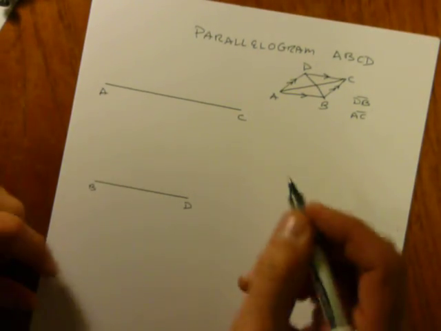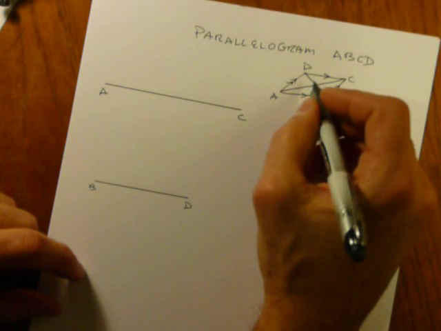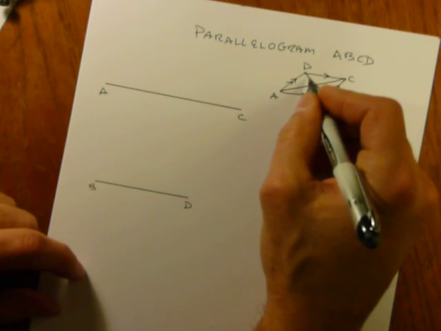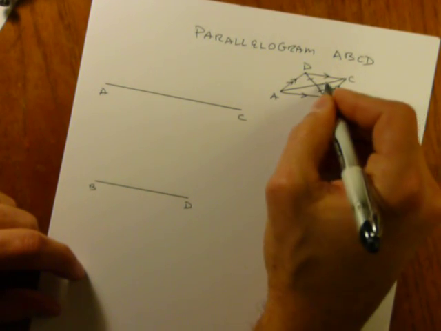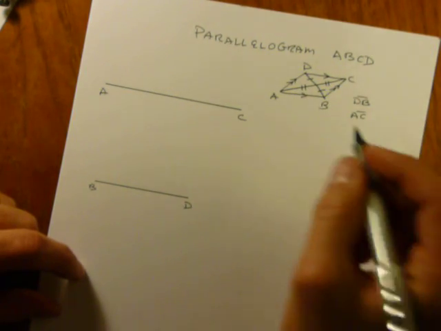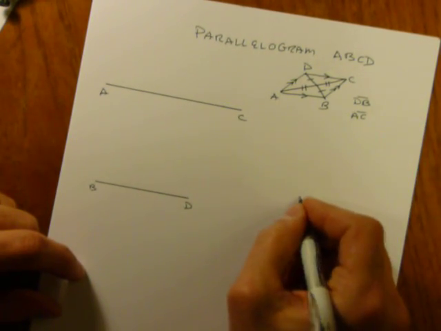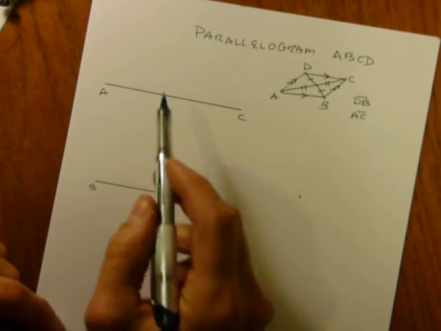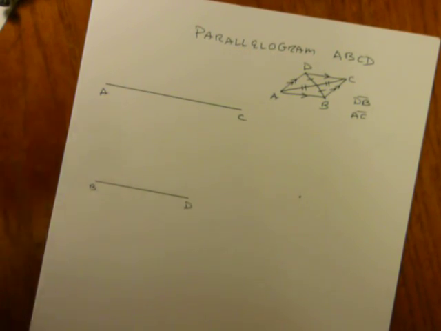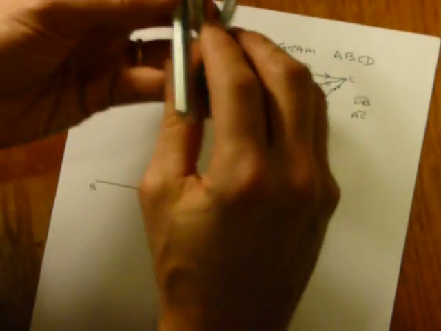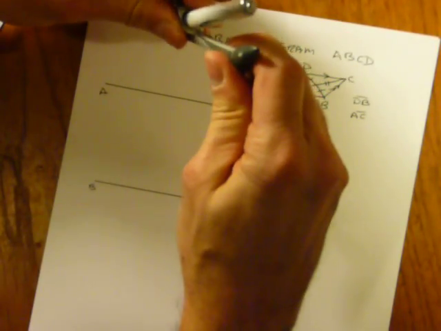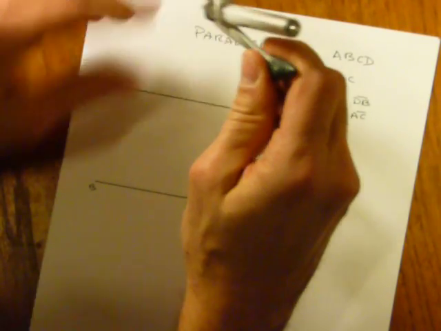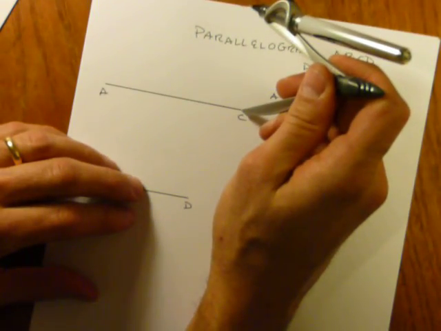And the property of a parallelogram that I'm going to make use of to do this is the property that says that the diagonals bisect each other. So I'm going to have a point over here where those diagonals intersect, and I'm going to need to know where the midpoints of my diagonals are. So I'm going to do the midpoint construction, which is really a perpendicular bisector construction for each of these segments.